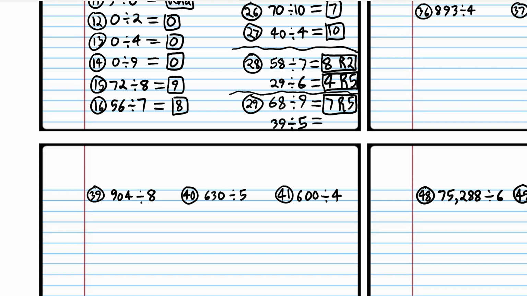All right, and 39 divided by 5. 5 times 4 is 20. 5 times 7, I'm just choosing random numbers. 5 times 7 is 35. 5 times 8 is 40. That's too much, so it must be 5 times 7 is 35. What's left over? 39 minus 35 is 4. Remainder 4.